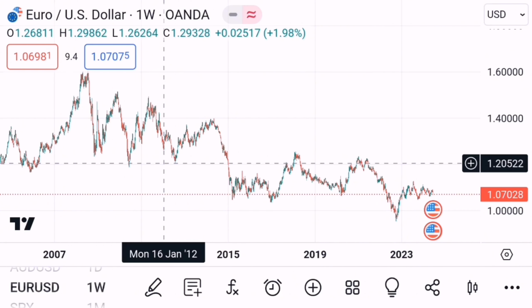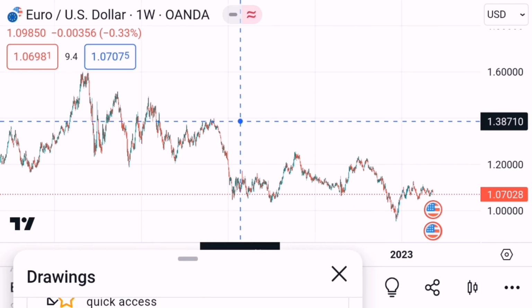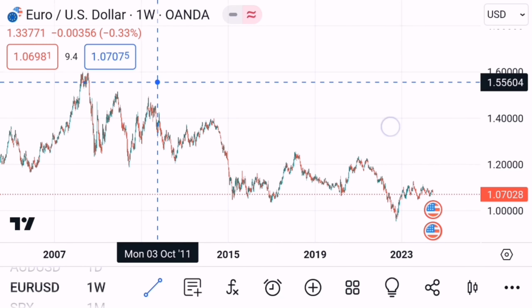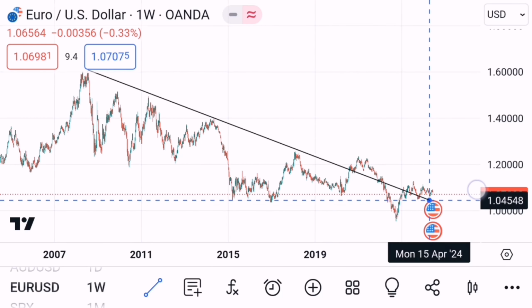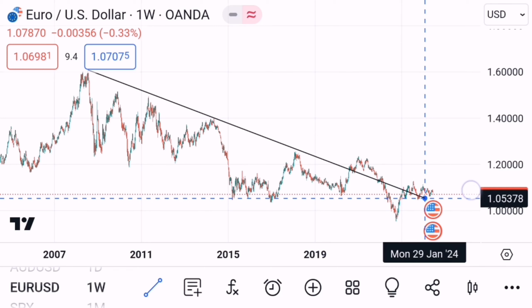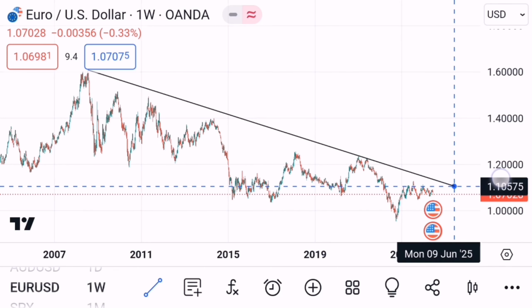Okay, guys, without wasting time, we will start by identifying whether this market is moving on a bearish trend or it's moving on a bullish trend. First, we will use our trend line like this. From here to here, we're going down. From here to here, we are going down. We can see by our trend line that it's moving to the downside.